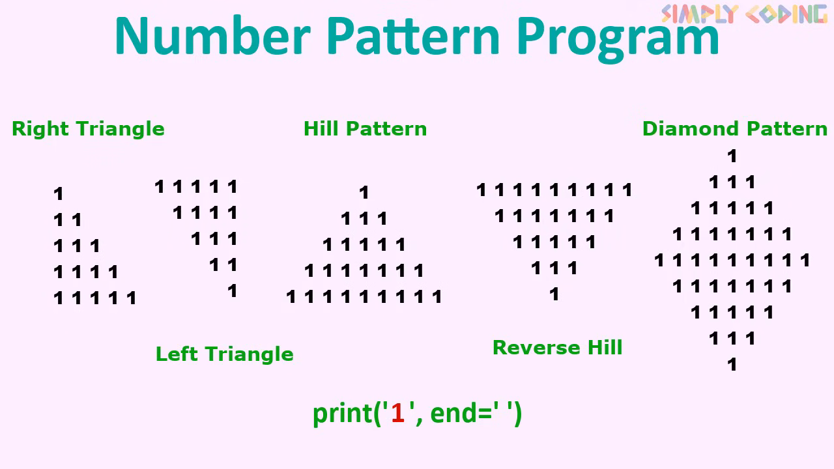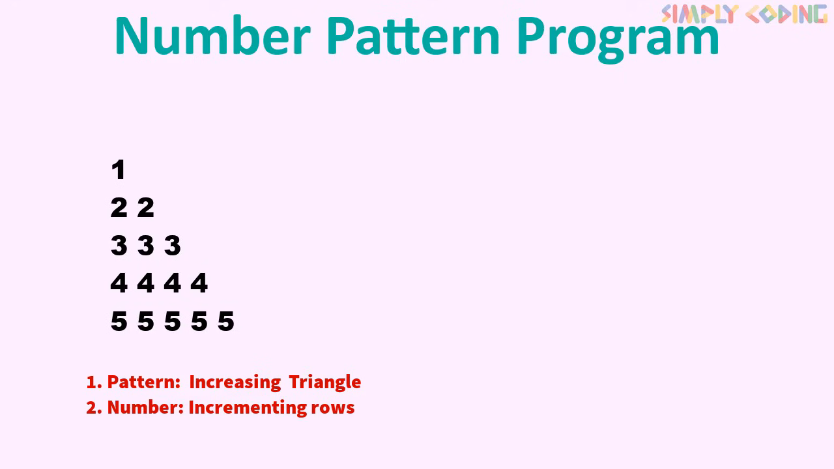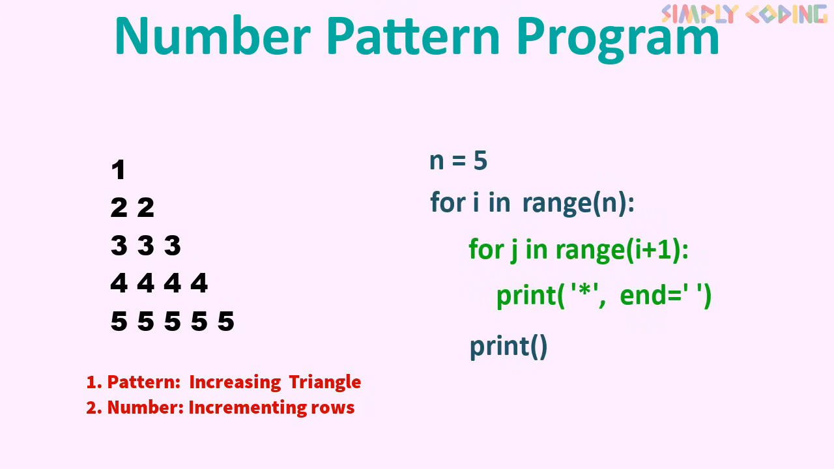Now this was too easy. Let's see something closer to what is actually asked in the exam. Let's take a closer look at this pattern. Again, to solve this, we break it into two parts, pattern and numbers. You know this is an incrementing triangle pattern, so you can immediately recall the code which displays the incrementing triangle pattern with star. The incrementing triangle has an outer range function till n and an inner range function till i plus 1.